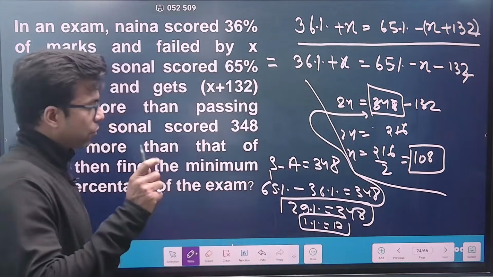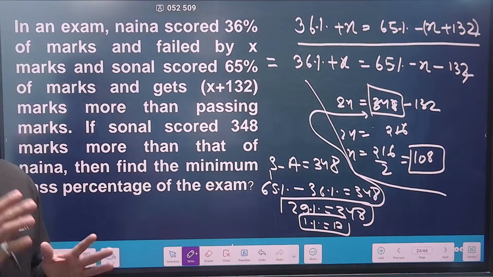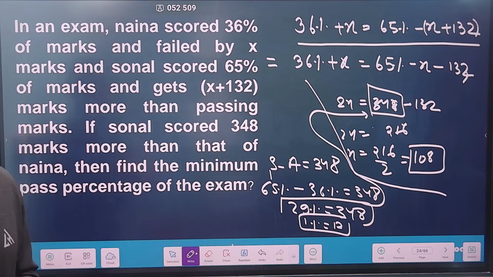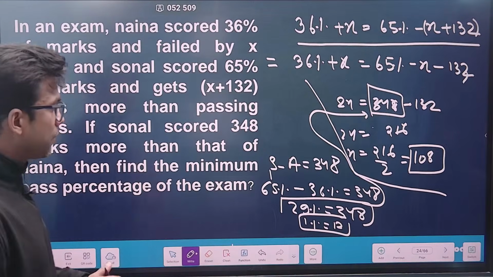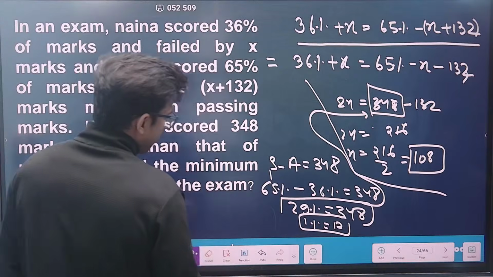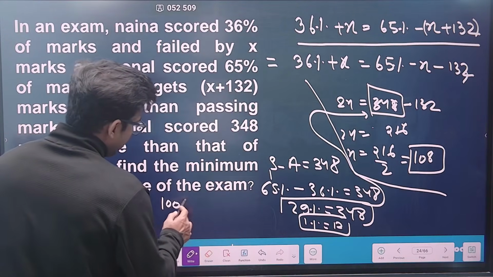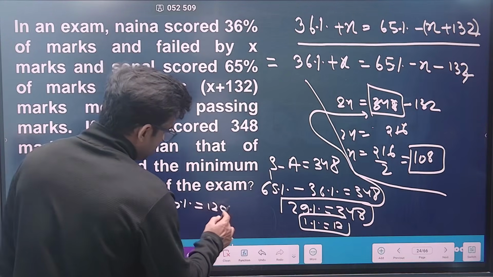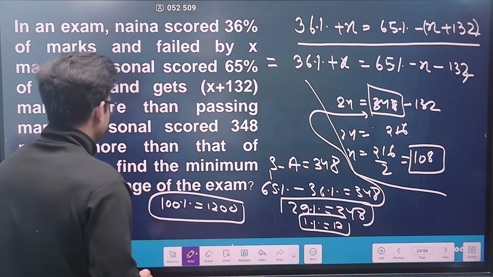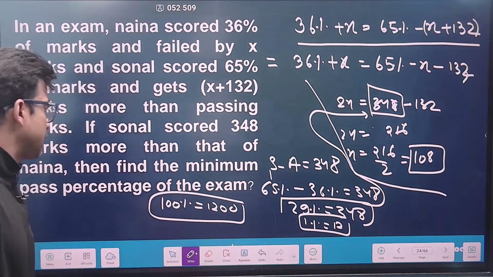ठीक है? ये आपको थोड़ा कैलकुलेट करना चाहिए. You need to just calculate this value. Okay, so the 100% would be how much? 100% would be 1200. Now the point here comes, find the minimum pass percentage of the exam.